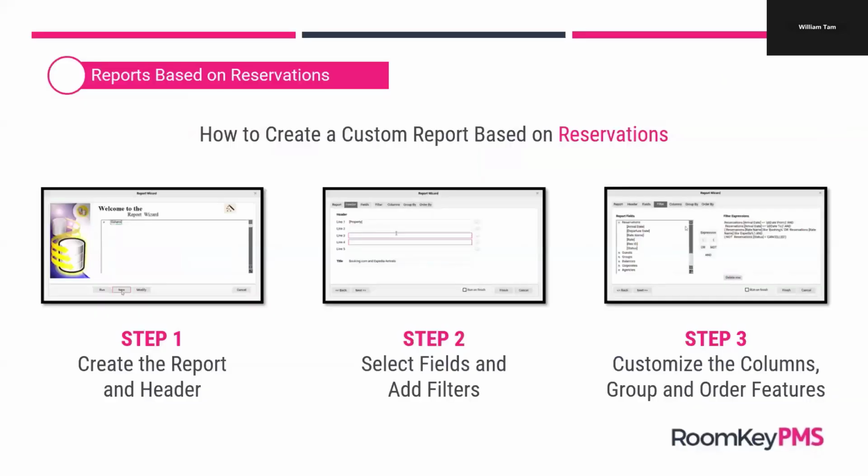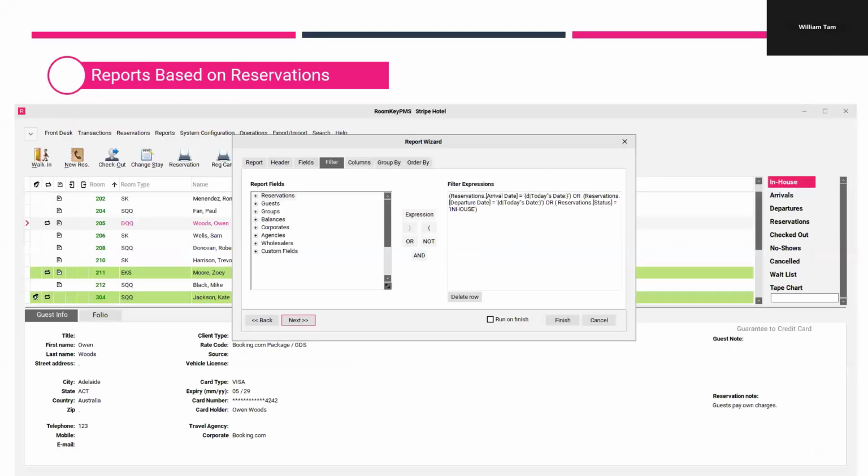Great. So we've gone through and we've seen how to create a custom report based off of reservations following these 3 steps. I'm going to pull up a test database with that custom report, and show you how to access that now.